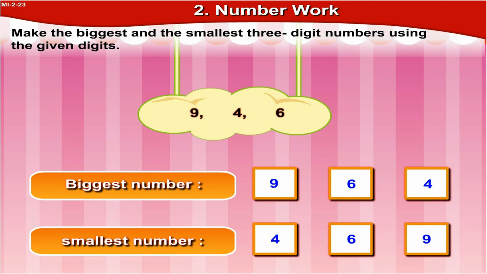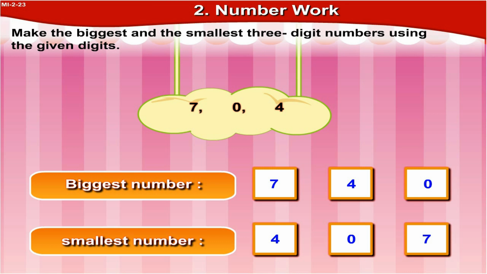Now this next set of digits is 7, 0, 4. Well, if you notice, the smallest number is 0. But we cannot create a 3-digit number with 0 in the beginning. So we'll consider the next smallest number, that is 4. And the biggest number is 7. So, the biggest number would be 740 and the smallest number would be 407.